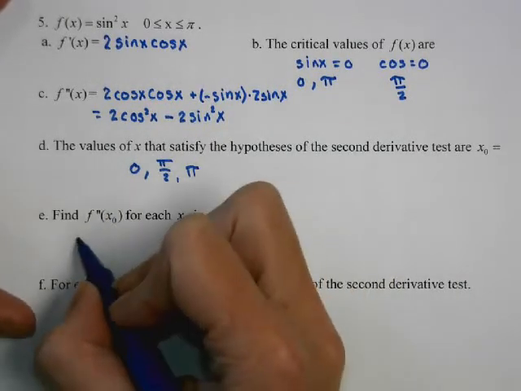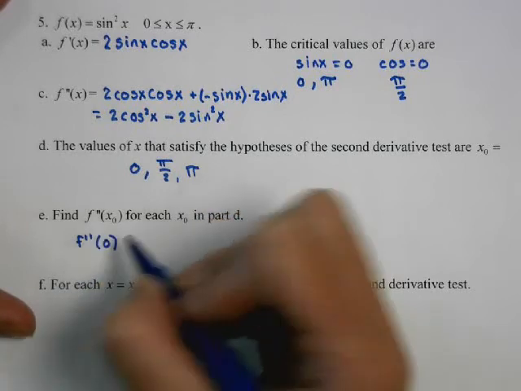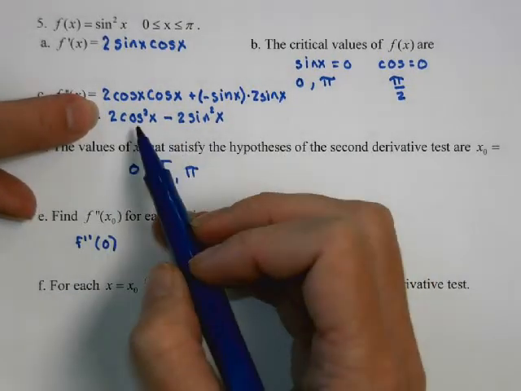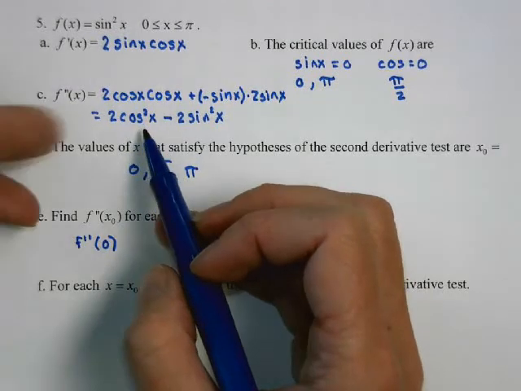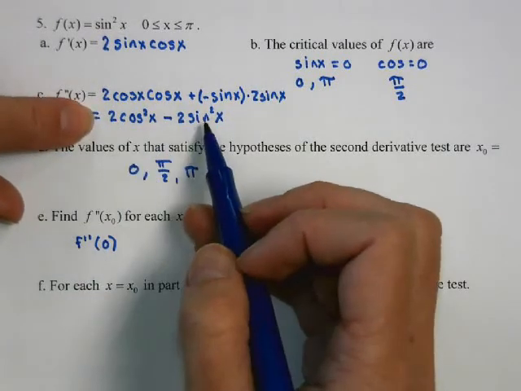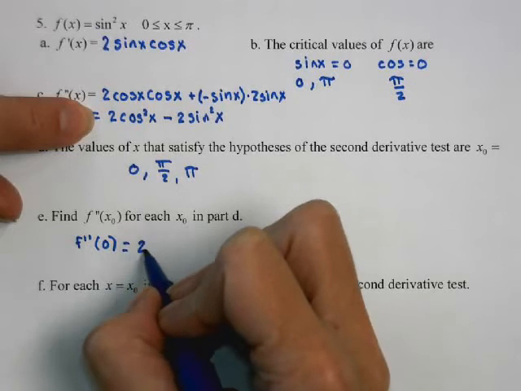So the second derivative of 0, if I plug 0 in here, cosine of 0 is 1. So we're going to have 2 minus sine of 0 is 0. So that's going to be 2.